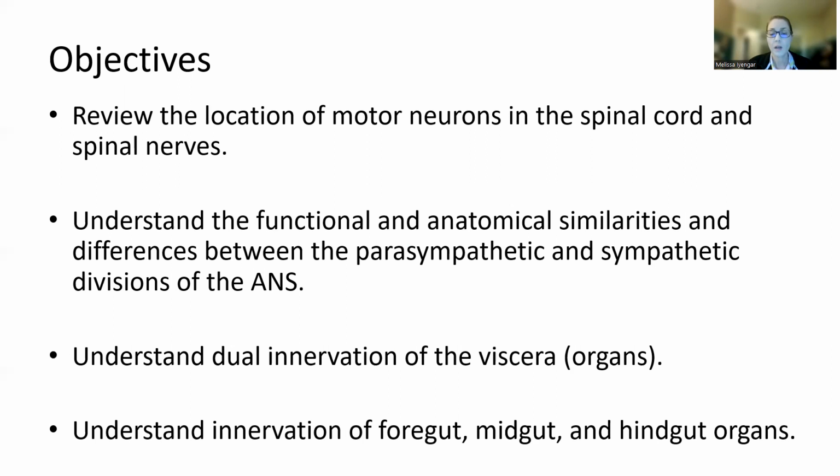And then the last part, I'm going to overlay foregut, midgut, and hindgut onto my autonomic nervous system. So this is probably going to be 3 videos. I think I'm going to cut it into 3 hopefully shortened videos.